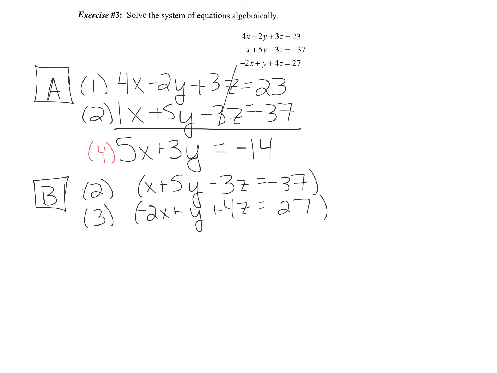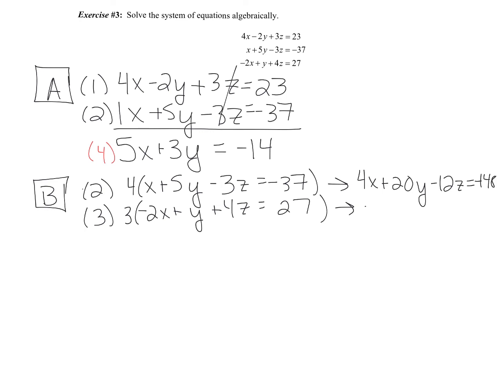So in order to eliminate z, even though x seems a little easier, I have to eliminate z because in step A I eliminated z. So I'm going to multiply this one by 4 and this one by 3, and that'll create that 12 and negative 12 for z. So I have 4x plus 20y minus 12z equals 4 times negative 37 is negative 148.